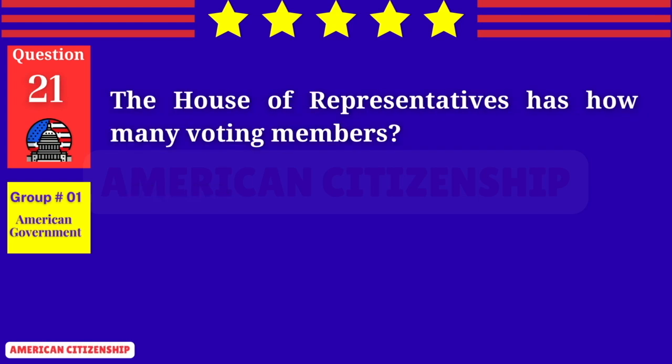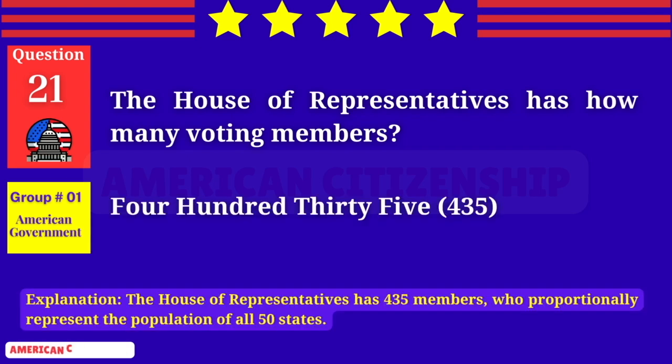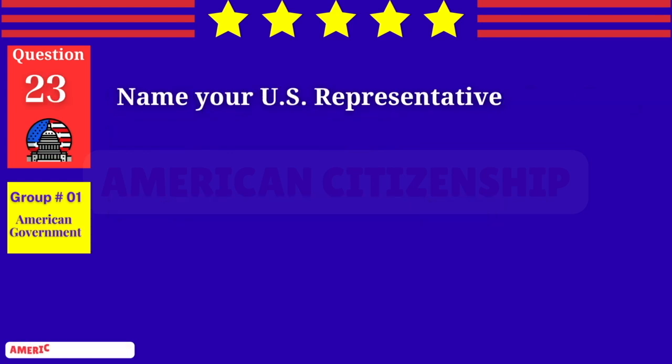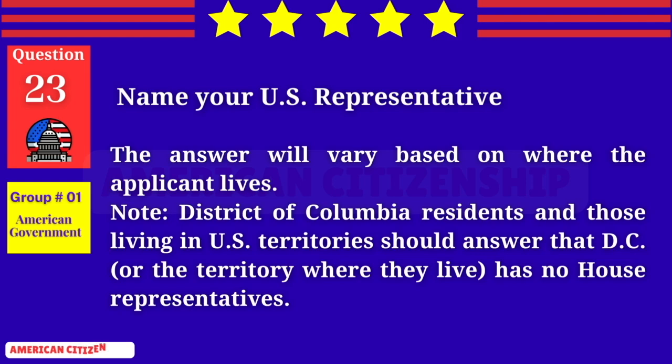The House of Representatives has how many voting members? 435. Name your U.S. representative. The answer will vary based on where the applicant lives. Note, District of Columbia residents and those living in U.S. territories should answer that D.C., or the territory where they live, has no House representatives.